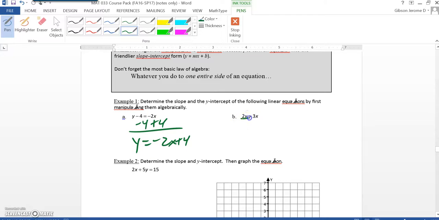Here we're trying to get y by itself. Divide each side by 2. y equals 3x over 2. Or you could write it as 3 halves with x in the middle, 3 halves times x.